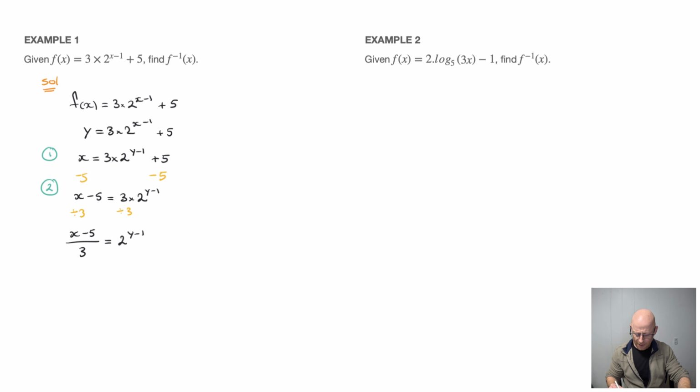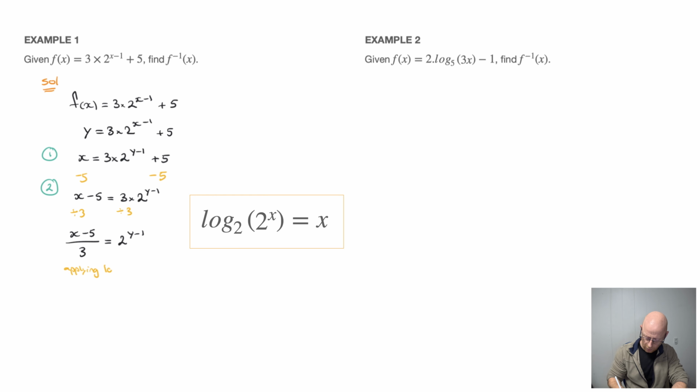And for that, well, since this is a power of 2, we're going to use log base 2. Indeed, the whole idea here is to make use of the fact that the functions log base 2 of x and 2 to the power of x are inverse functions of each other. And so what we could write here is applying log base 2 to both sides. This would become log base 2 of the entire left-hand side, so that's x minus 5 over 3, which will equal log base 2 of the entire right-hand side, that's 2 raised to the power of y minus 1.